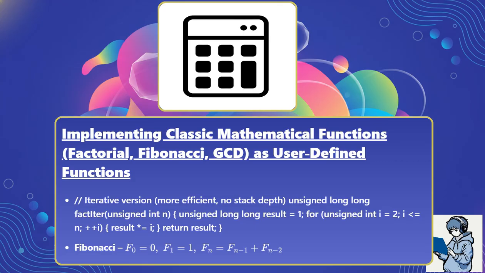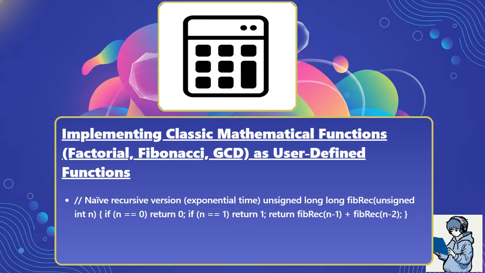Fibonacci: f0 equals 0, f1 equals 1, fn equals fn minus 1 plus fn minus 2. Naive recursive version, exponential time: unsigned long fibrec takes unsigned int n. If n equals 0, return 0. If n equals 1, return 1. Return fibrec of n minus 1 plus fibrec of n minus 2.